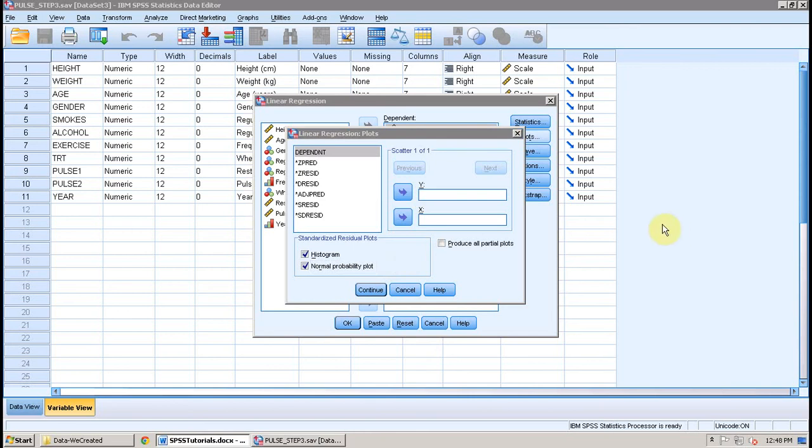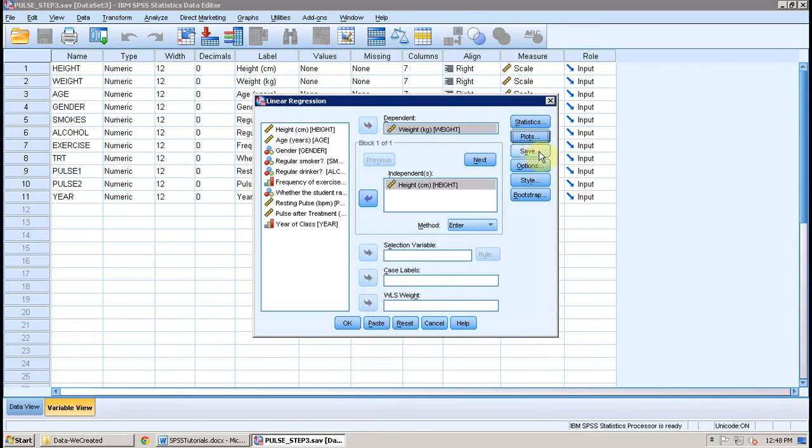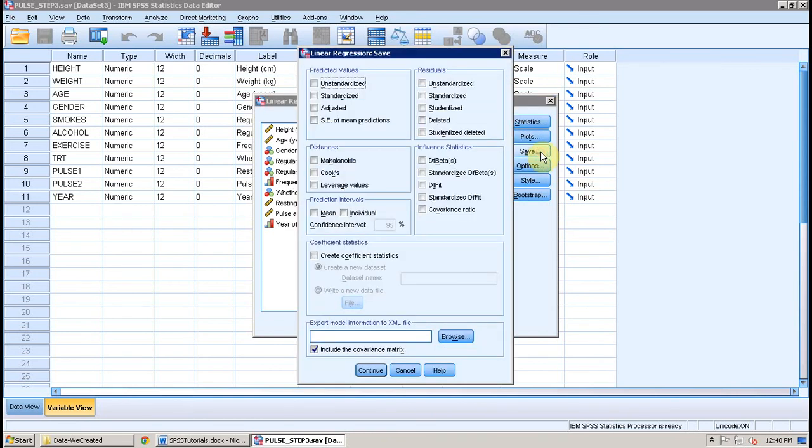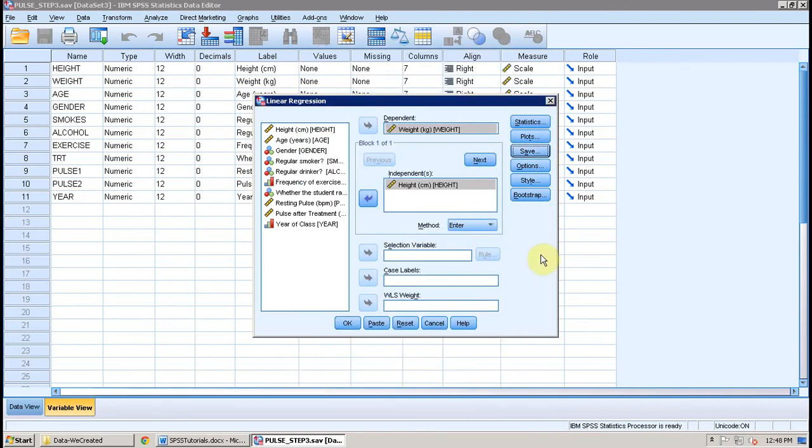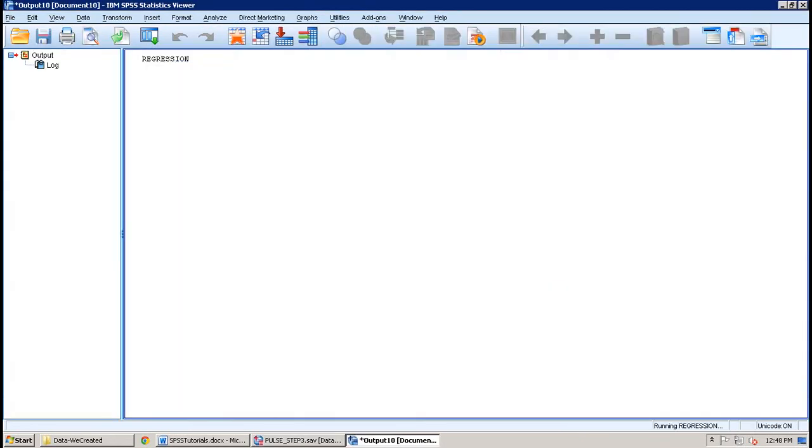The other plot we must create. We pull the z-resid into the y area and z-pred into the x area. You can create additional plots by clicking Next. Click Continue when you have these three plots requested. The Save option does allow you to save the residuals into your dataset and explore them further, but we will not do that here. We don't need anything in Options, Style, or Bootstrap. Click OK to see the results.